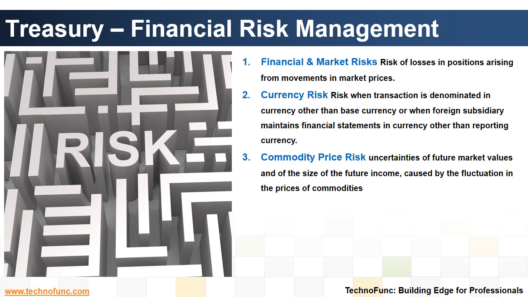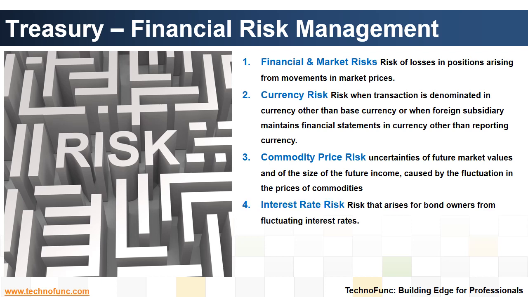Commodity price risk refers to uncertainties of future market values and of the size of the future income caused by the fluctuation in the prices of commodities. Commodity risk management is to identify, quantify, and mitigate exposure to commodity price and foreign exchange risk. Robust analytics is used to understand risk positions in real time, which reduces price risks resulting from core business operations with appropriate hedging.